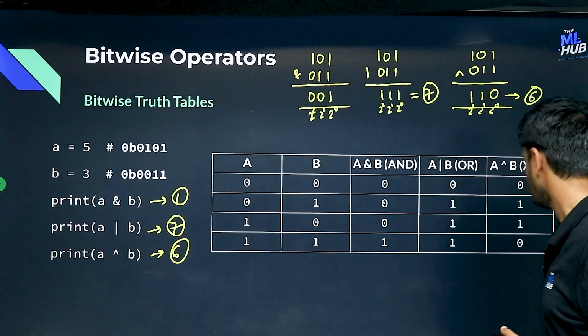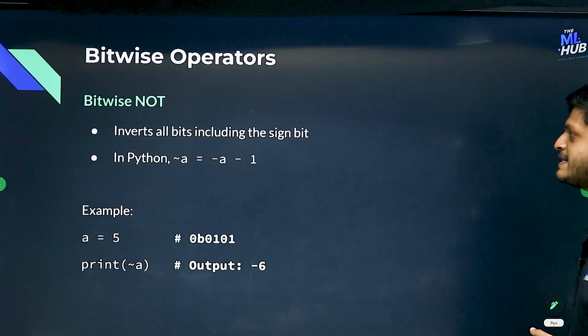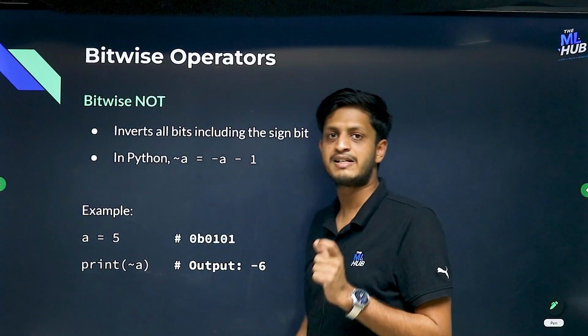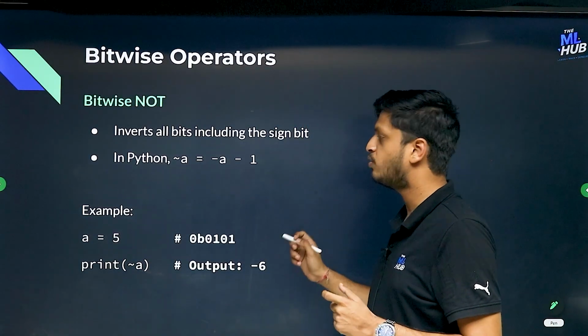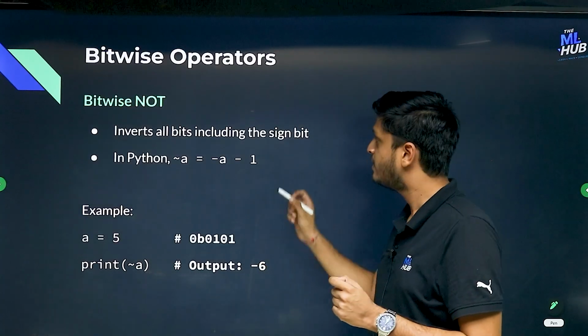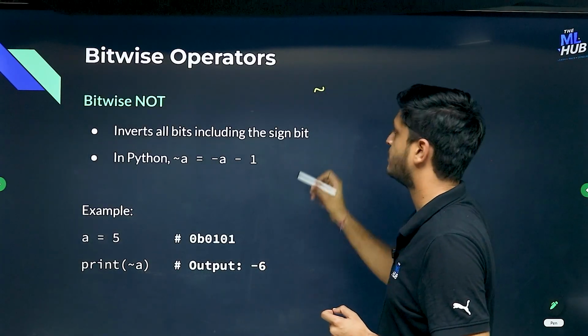Okay. There are more bitwise operators. Next is bitwise NOT. It is used like, how to draw it, the symbol is, in the keyboard you have a symbol called tilde.